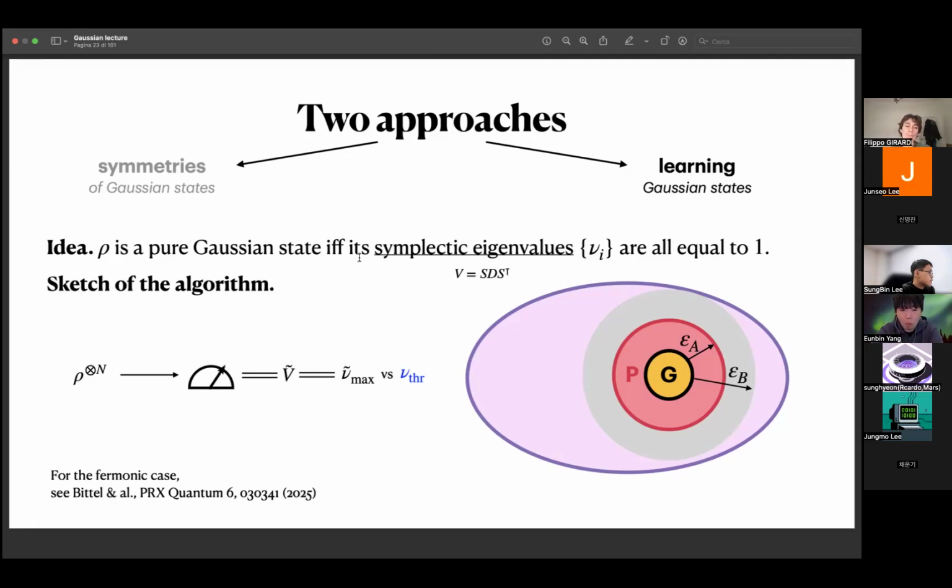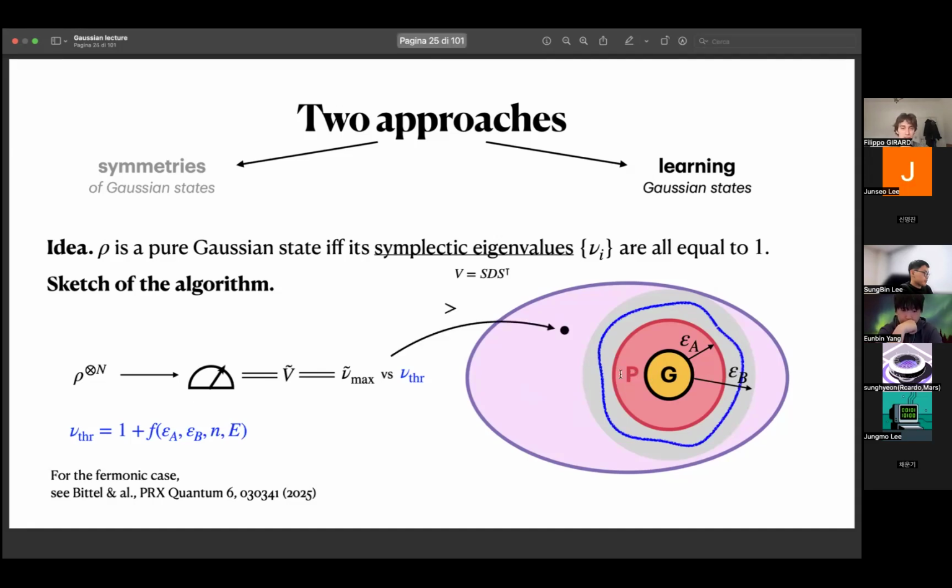So, we need to tune these thresholds in order to separate the two regions that we are interested in, so that if the largest estimated symplectic eigenvalue is larger than the threshold, we are outside the property testing region, the property region to be tested, and if it's smaller, we are inside.